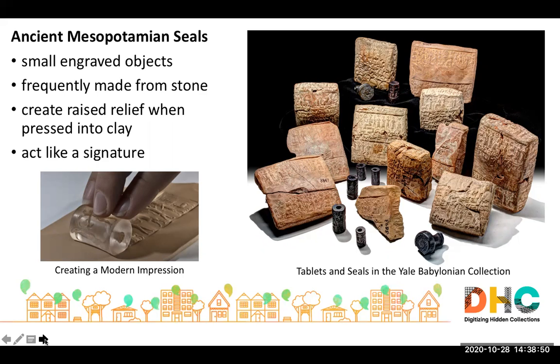The photograph on your right shows various shaped seals together with clay tablets with ancient seal impressions. To study seals today, researchers often make modern impressions of the seals by rolling the seal through Sculpey, an action that is shown in the image to your left.